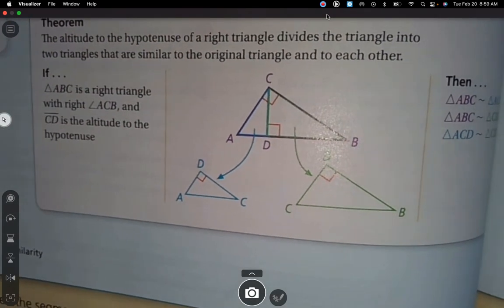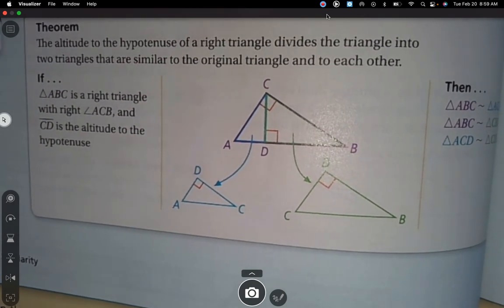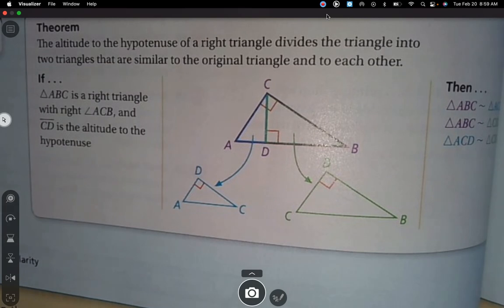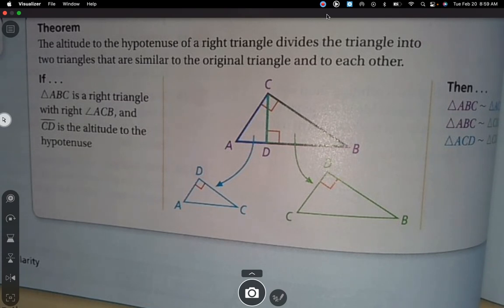Let me see what the first part, we can't see all the problems, so it tells us that triangle ABC is a right triangle with right angle ACB. So A to C to B, that's my right angle. Does everybody see that? The big triangle. Okay. CD is the altitude to the hypotenuse. That is the height. Yeah, very good. We learned that a long time ago.